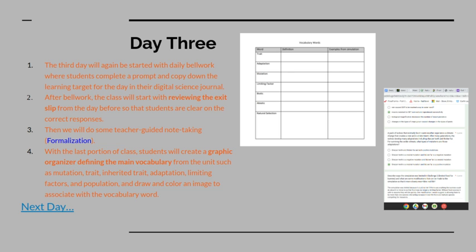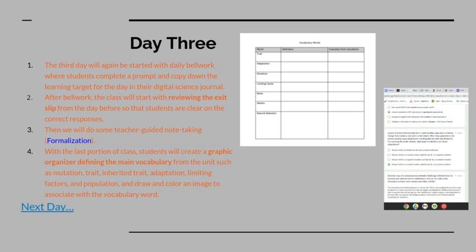So then, with the last portion of class, after we have gone over the quiz from the day before, we'll do a little bit of teacher guided note taking. Again, this is some more formalization, writing down definitions, going through examples to once again review the concepts.